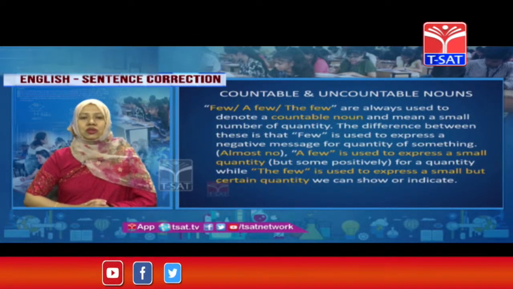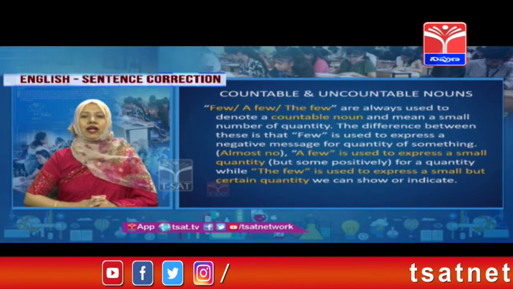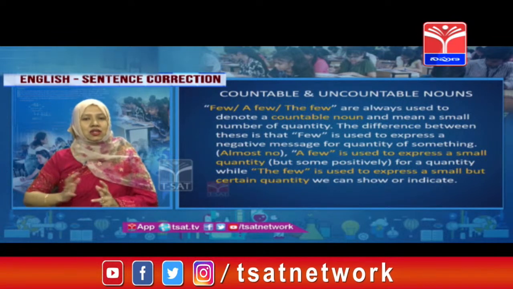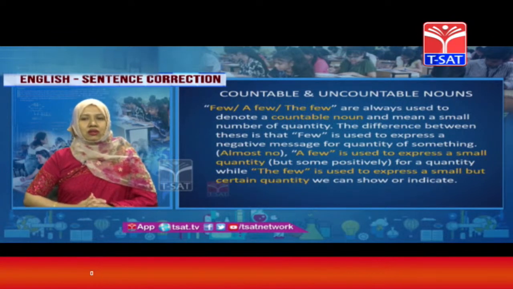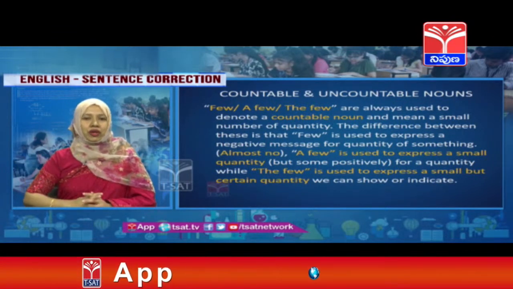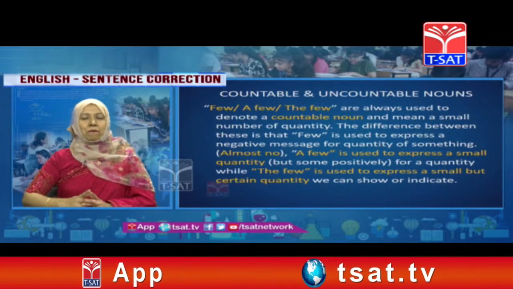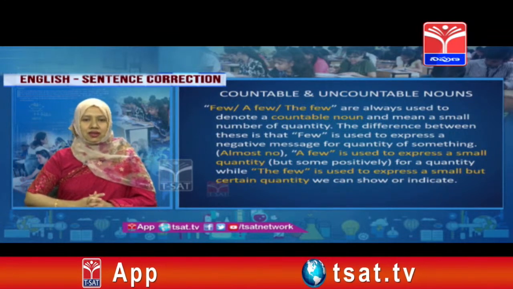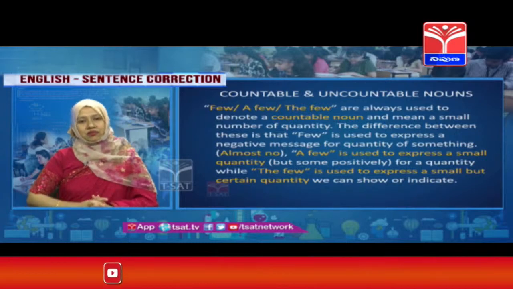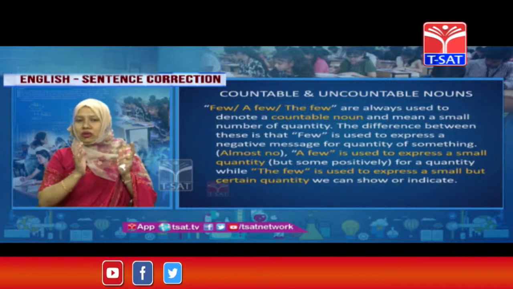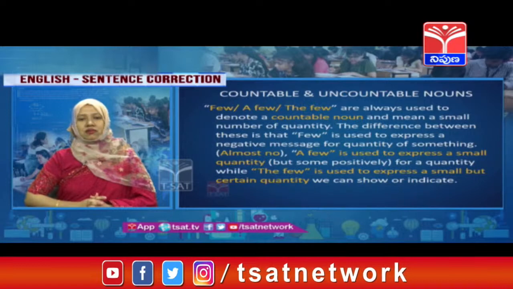But when we use the few, it is used to express a small but certain quantity. The few children who appeared for the examination passed with good grades or high ranks. We are talking about that specific group of students.